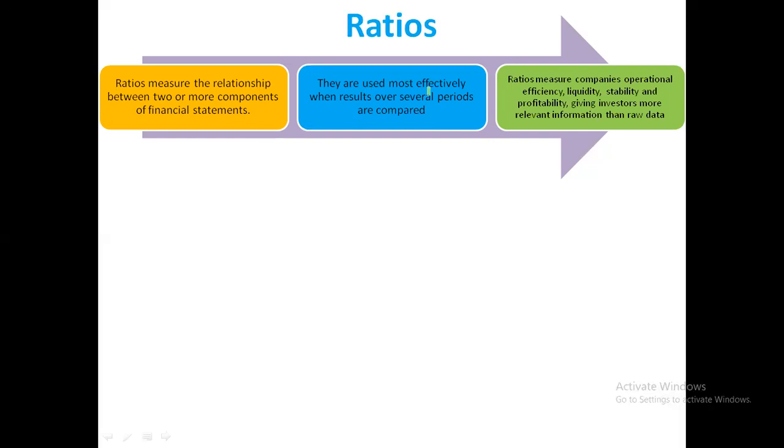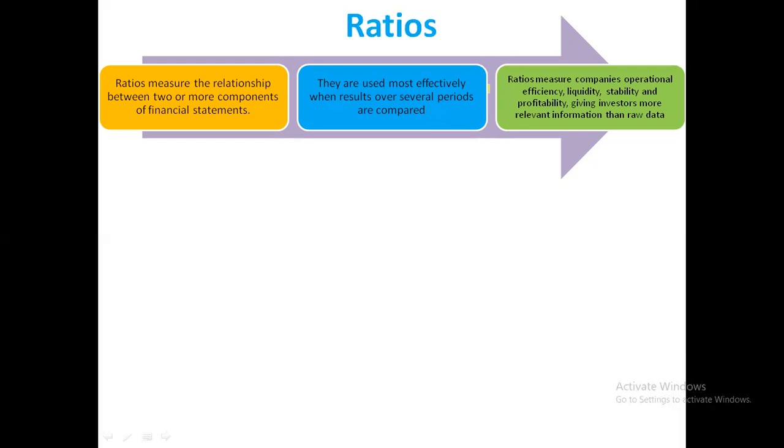They are used most effectively when comparing results over several periods. For example, how exactly this quarter is performing, how the last quarter, the previous quarter, and last year performed. With ratios you get a clear picture: last year they had a 3% ratio, the year before 4%, then 3%, 2.5%. This ratio gives more clarity on where exactly the company is weak or where it has to perform. So comparison in terms of ratios over several periods is good.